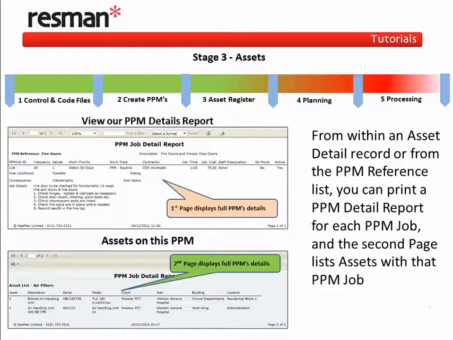Risk details are also shown, and the job details are listed in full. This is a 2-page report, and the second page that we can see in the graphic at the bottom here is a list of all assets with this PPM attached. Therefore, we can get a view not only of the jobs within that particular PPM, but we could also see what other assets it's been added to.